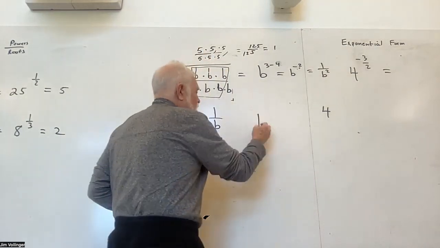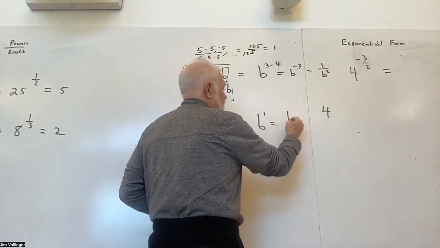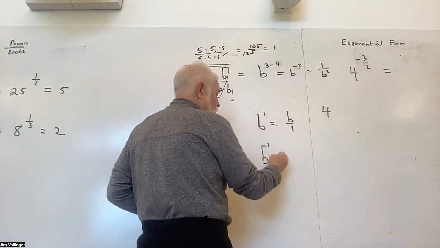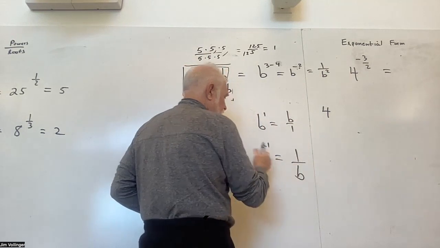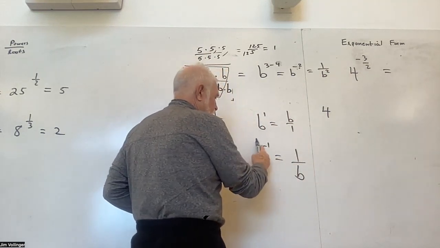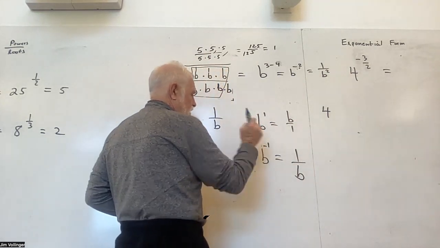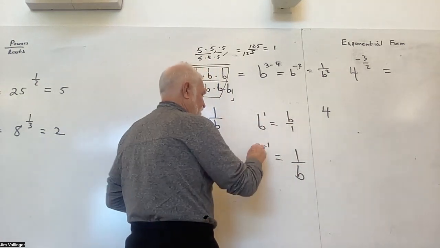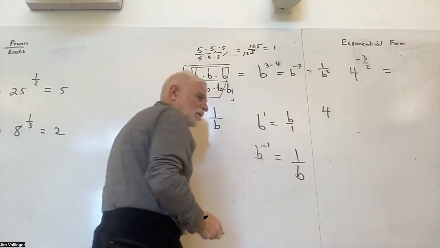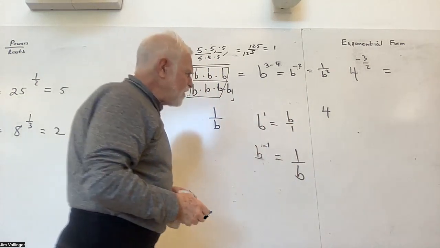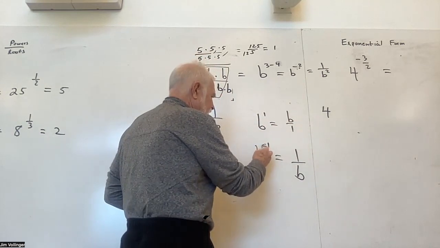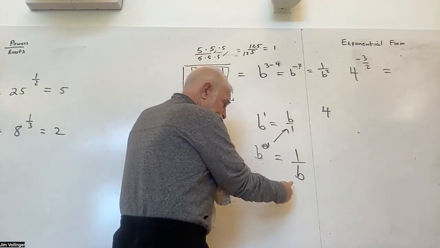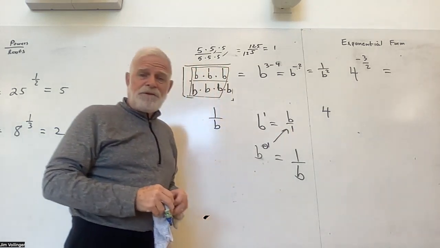So b to the 1 could be written as b divided by 1, and b to the minus 1 could be written as 1 over b. Kind of looks like the number 5. There you go, that's a b. I don't know why that's bothering me so much. B to the minus 1 could be written as 1 over b. So I think this minus sign did what to b over 1? Flipped it. So that's a reciprocation.